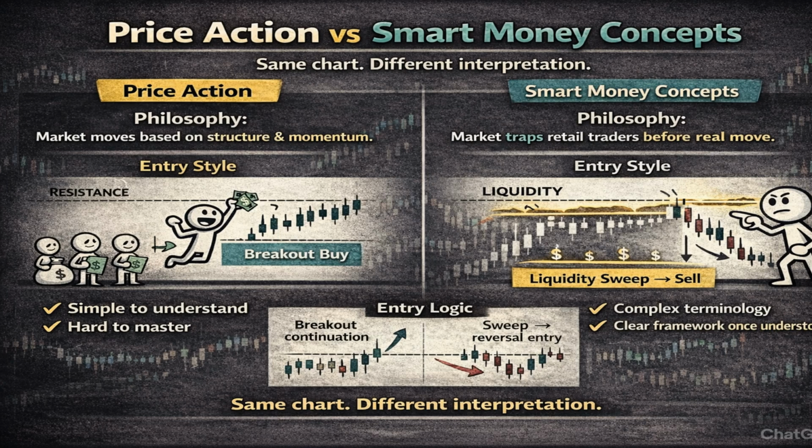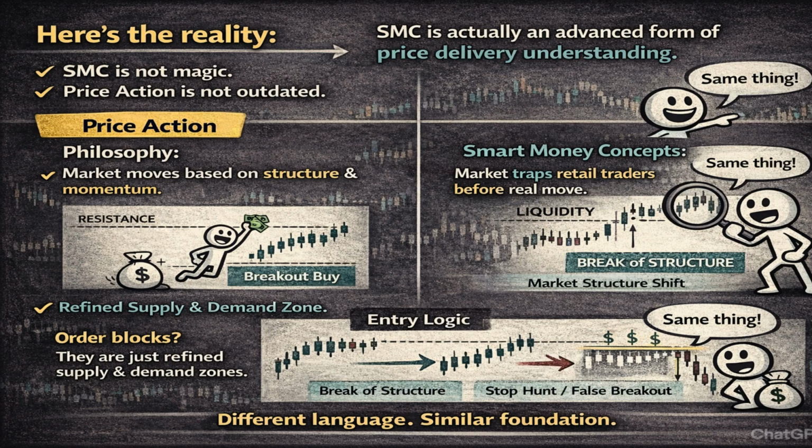Imagine price is ranging. There are equal highs at the top. Price action trader: break above highs, buys breakout. SMC trader waits for price to sweep highs, sharp rejection, enters sell. Same chart, different interpretation.